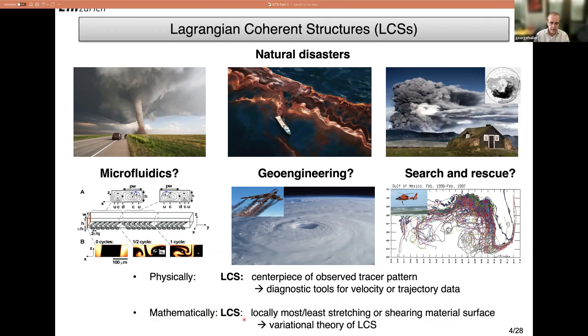Mathematically, LCS would be some sort of distinguished material surfaces that act as a centerpiece for a reason. So why are they a centerpiece for these patterns? Because I would argue they're locally the most, or even perhaps the least, stretching or shearing material surfaces. So they have some distinguished mechanical property that makes them the centerpiece of that object.